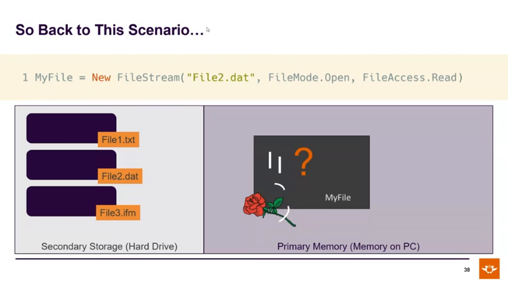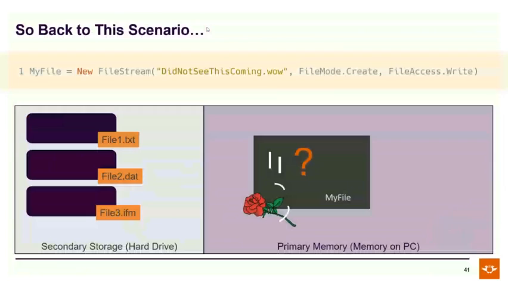So the thing here is you're trying to establish a connection to a file2.dat. The file mode is open, so you just want to open the file, and then the access type is read, which means you just want to read from this file. So you establish a connection with that specific file, or you have different case sensitive.